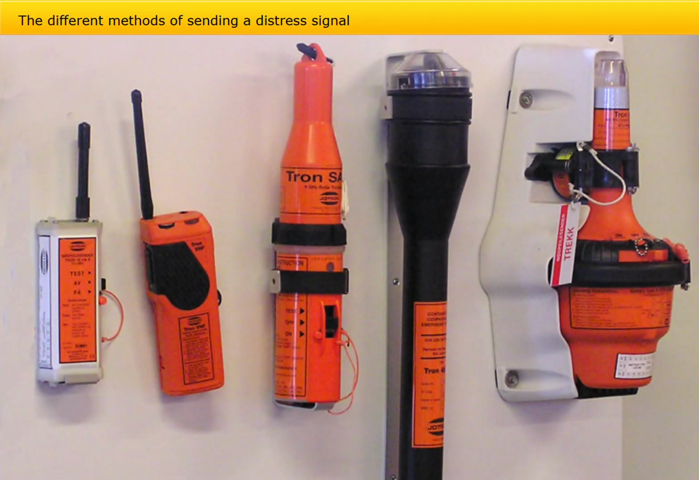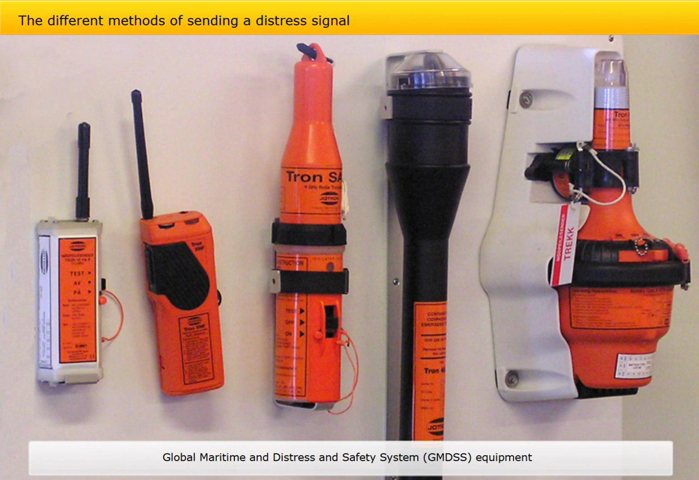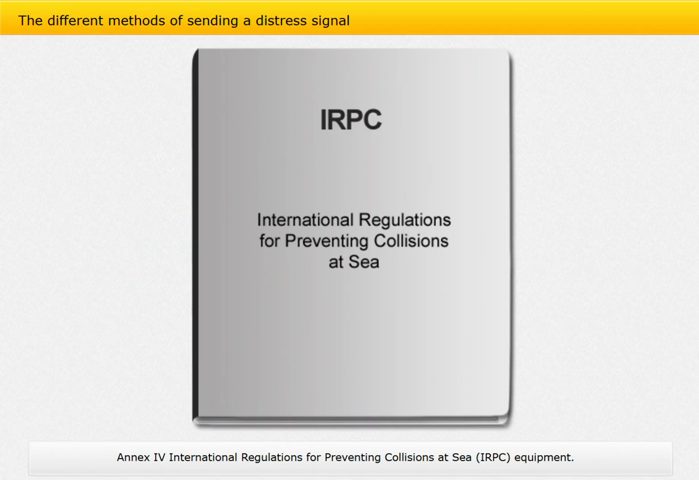There are two groups of distress signaling equipment: Global Maritime Distress and Safety System equipment and Annex 4 International Regulations for Preventing Collisions at Sea equipment. The International Regulations for Preventing Collisions at Sea, IRPC, are often referred to as COLREGs. We will look at both groups in detail.